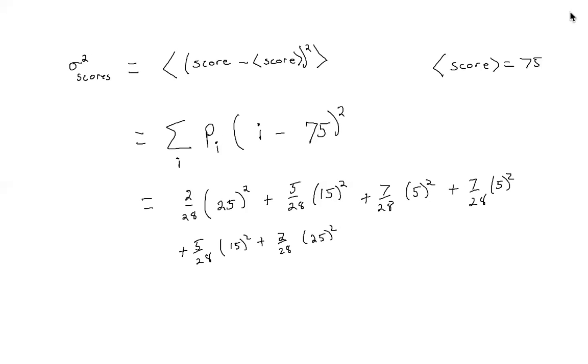Okay, so now we have to type that in the calculator and see what we get. So typing all that in the calculator, I get roughly 182.1 plus a bit more for sigma squared. And so therefore sigma, which is for the scores, so you take the square root of that result, and I get 13.5 roughly.